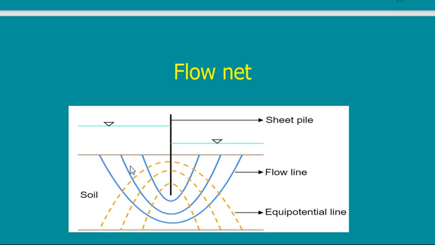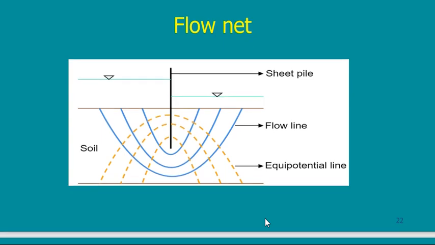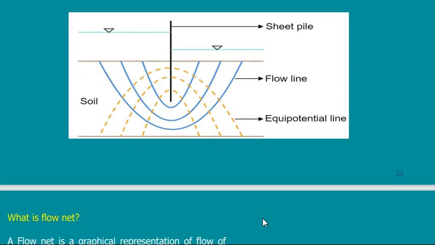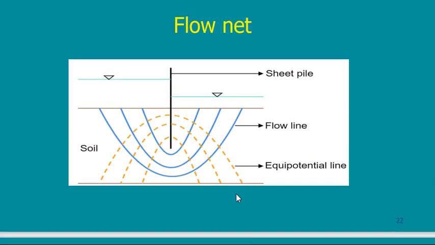How do we do the flow net? The flow net consists of two main things: the flow lines and something called the equipotential lines. What is a flow line and what is an equipotential line? The flow line just gives me the direction of the flow. The particle of water at this location will move till it reaches this location and go to the outside. The particle here will move also like this.